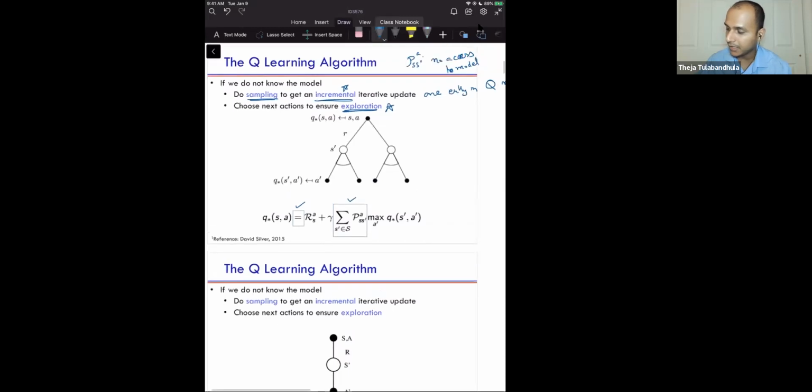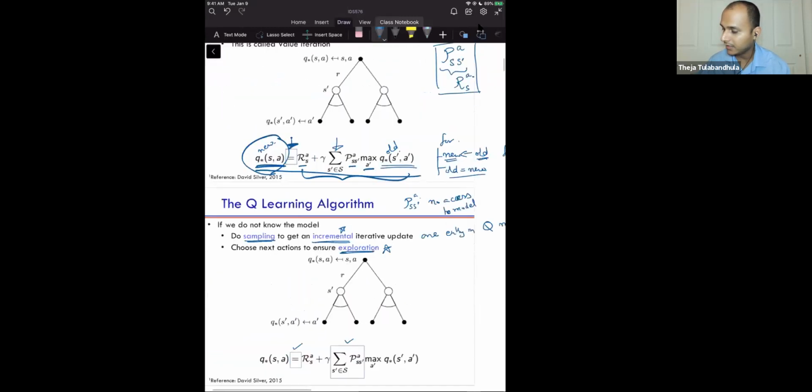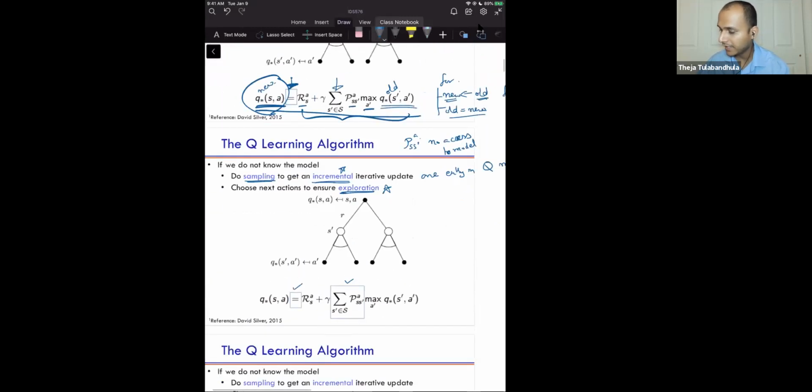So what is this diagram in between? This is the diagram that's been consistently shown in each of the slides.